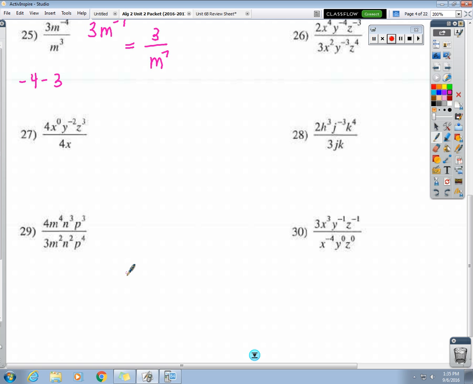Alright, number 27. The first thing that I see I can do is cancel out the 4 over 4 because it's just 1. X to the 0 power is also just 1, so I'm just going to cross it out. Now, is there anything else that can be combined? No, all 3 of these terms are different letters, different variables, so now I just need to simplify. And what do I mean by that? Right, y needs to go on bottom and join the x that was already down there so that the exponent of 2 will become positive, and the z cubed can stay where it is because it was already positive.